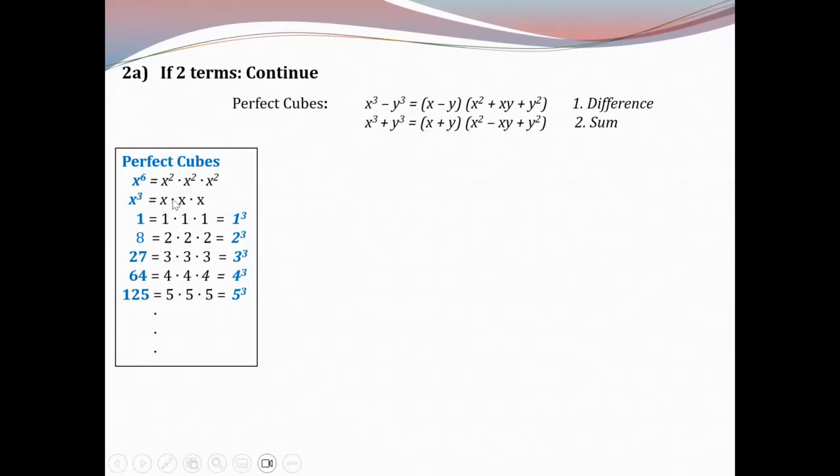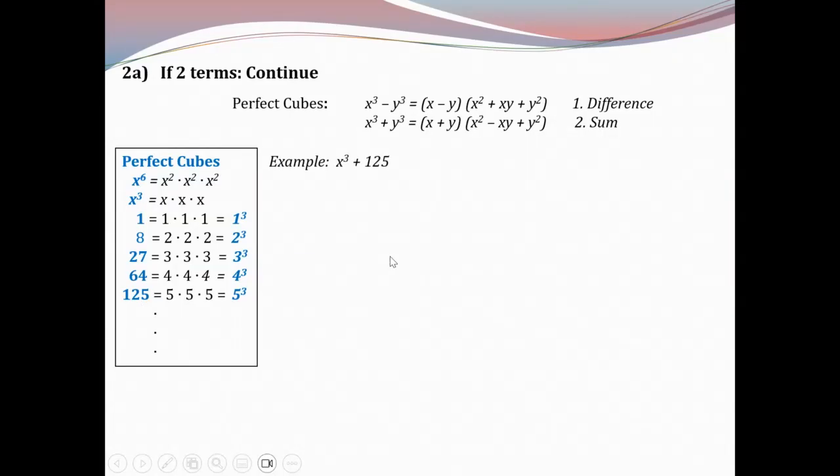Try to remember or to memorize at least from 8 up to 125, because it's rarely something higher than 125 for the perfect cubes that are used in the upper level courses. Maybe in the remedial courses, the 0314 or the 0324, maybe they have some of those, but in the upper level courses, they're rarely seen.